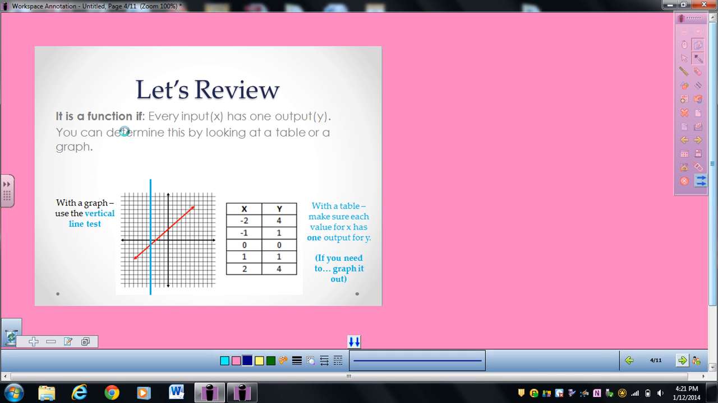Okay, let's review. It's a function if every input or x value has one output or y value. And you can determine this in two different ways. The first way we're going to look at is the table. So I've got a -2 here, and the output for that is 4. Remember, the x is the input, and the y is the output. And for -1, I have 1. For 0, I have 0. For 1, I have 1. For 2, I have 4. Every single x value has only one y value.